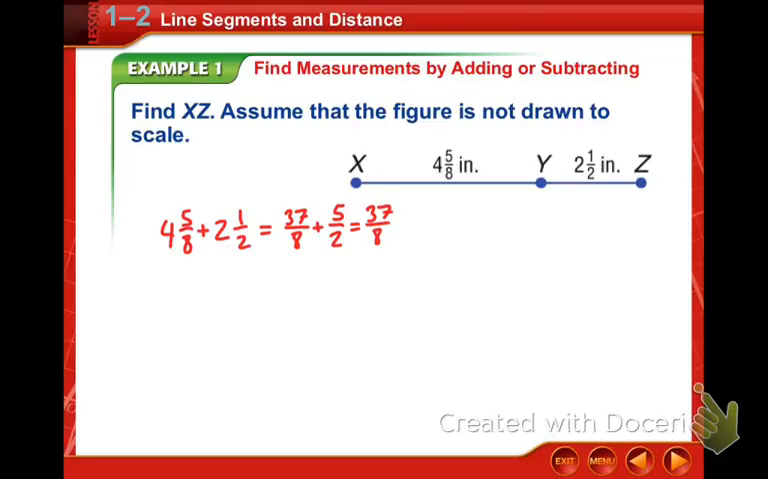So the 37/8 stays the same. And to get the other one to be an 8, we multiply 2 times 4 to get 8. So 5 times 4 is 20. Now we just add across the top. It's 57 over 8. And that comes out to be, now we want to turn it into a mixed number. So 57, 8 goes into 57 7 times. And there's 1/8 left over. And that's our answer.